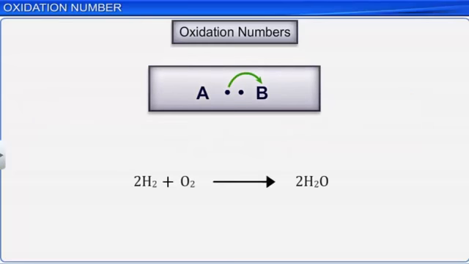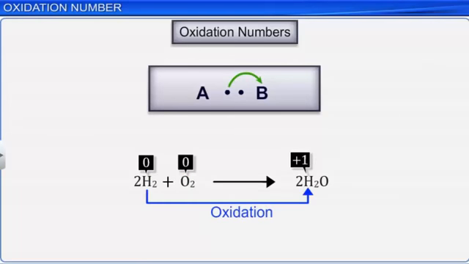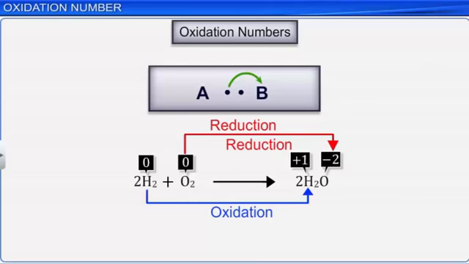For example, in the formation of water molecule, it is assumed that there is electron transfer from hydrogen atom to oxygen atom, and hence hydrogen gets oxidized and oxygen gets reduced. Note that the electrons in a covalent bond don't really get transferred. It is only a hypothetical assumption made for the purpose of understanding redox equations.